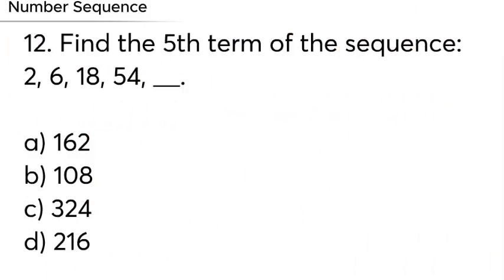12. Find the fifth term of the sequence. 2, 6, 18, 54. A, 162. B, 108. C, 324. D, 216.